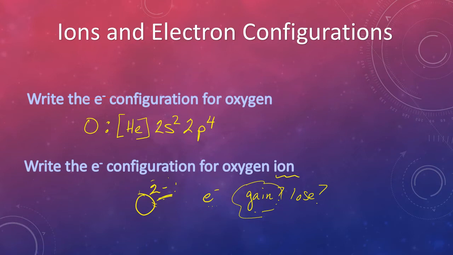So let's take a look at the oxygen configuration. In order for it to gain 2, where do those 2 electrons go? That's right. They go there. We added 2 to the 4. So the oxygen ion is exactly the same as neon. That is the electron configuration for the oxygen ion because we added 2 to the p orbitals.